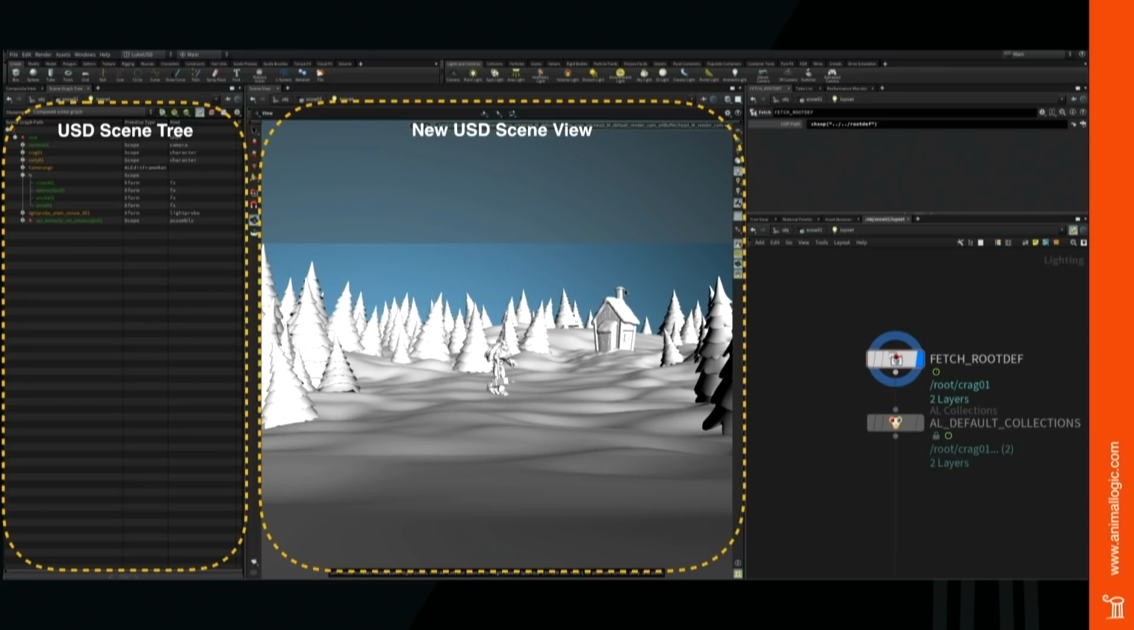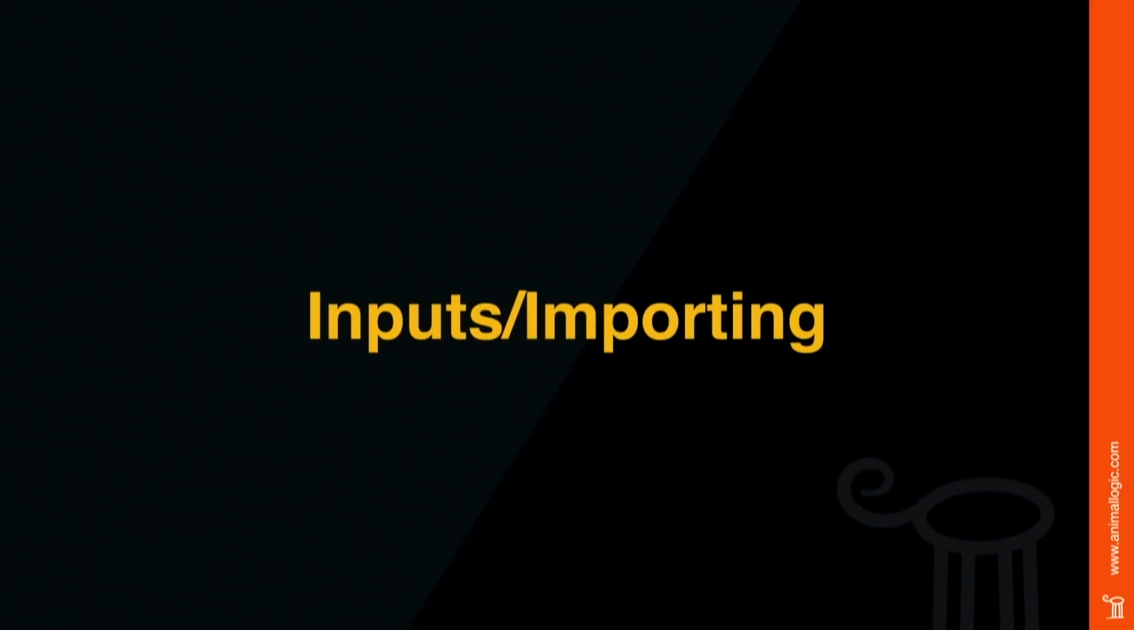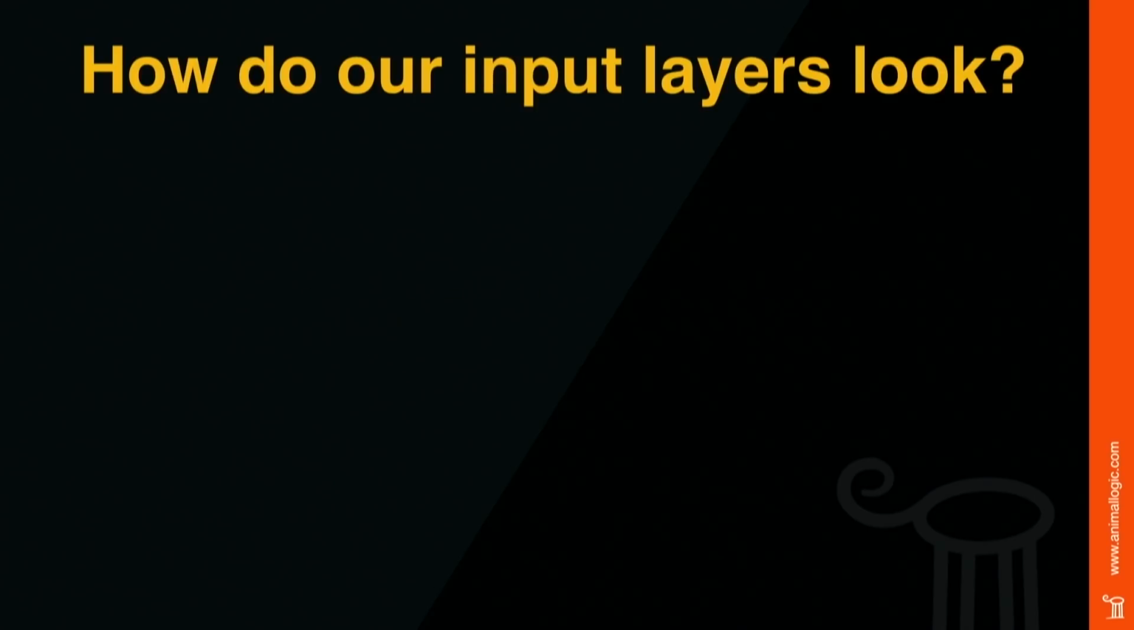So it is a completely new thing. And then over here, obviously, we have our LOP nodes and our network. So let's first take a look at that step of, okay, inputs and importing. So what do our layers look like?